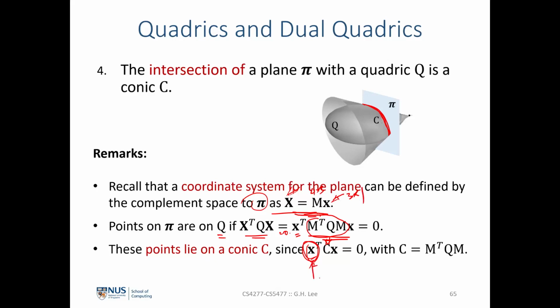So this means that this becomes 3 by 1 and this becomes 3 by 3, because this is 4 by 3, and Q is 4 by 4. M transpose will become 3 by 4. So as a result, this becomes 3 by 3. So we can group them together and call this C. And we can see that this equation would become the incidence relation for a point to lie on a conic. Hence, the intersection of the plane pi with a quadric would define the conic section here.